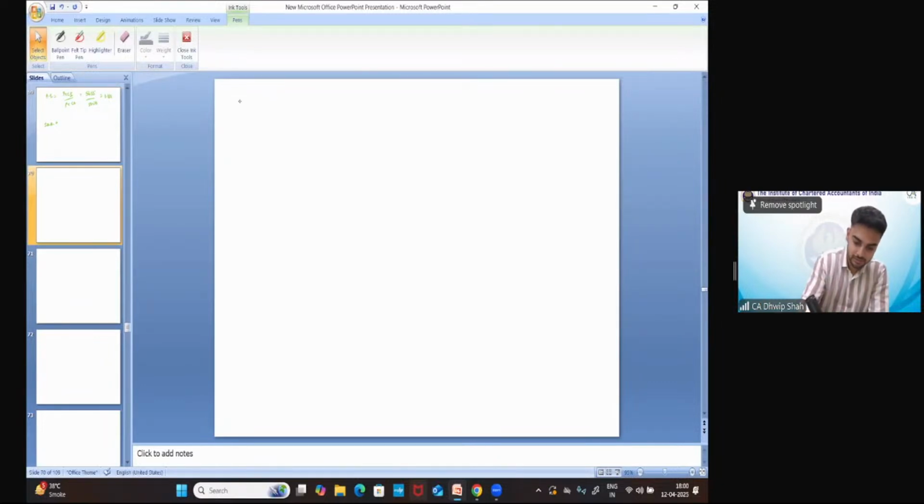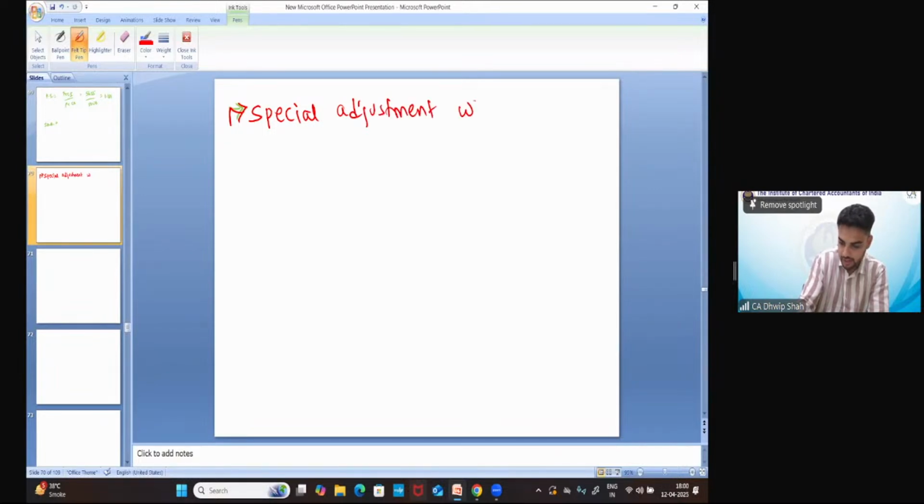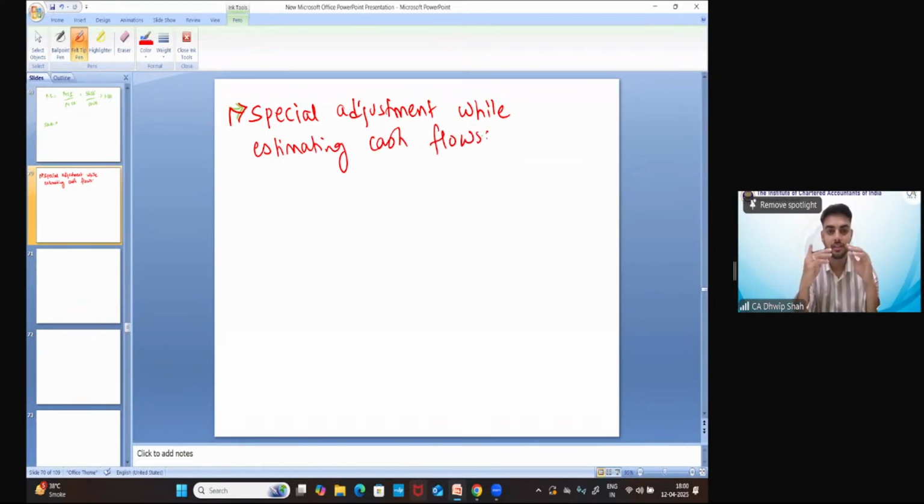So in today's session, our learning objective would be: first, we will understand how to deal with special adjustments while estimating the cash flows. हमने जो फॉर्मेट सीखा था ना, format of calculating the cash inflows. So there are certain adjustments. How to deal with those adjustments, we will learn today. Adjustments are particularly related to depreciation.